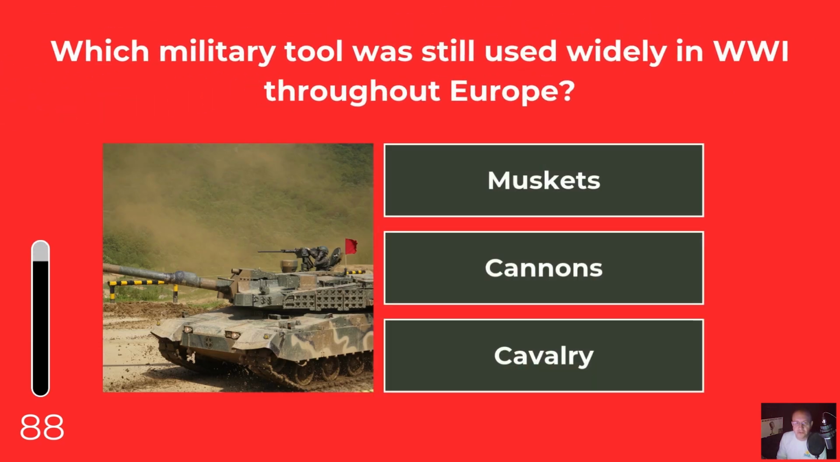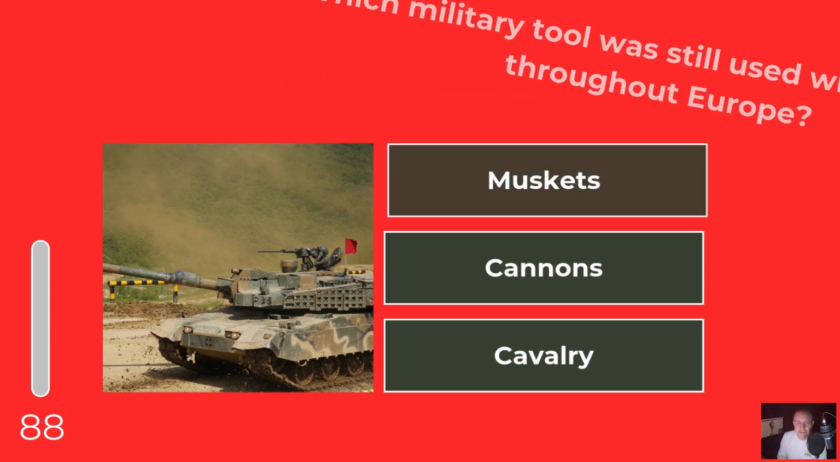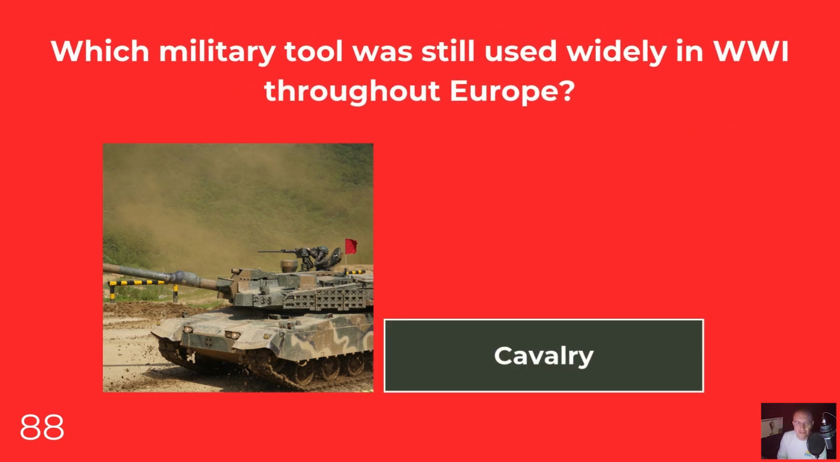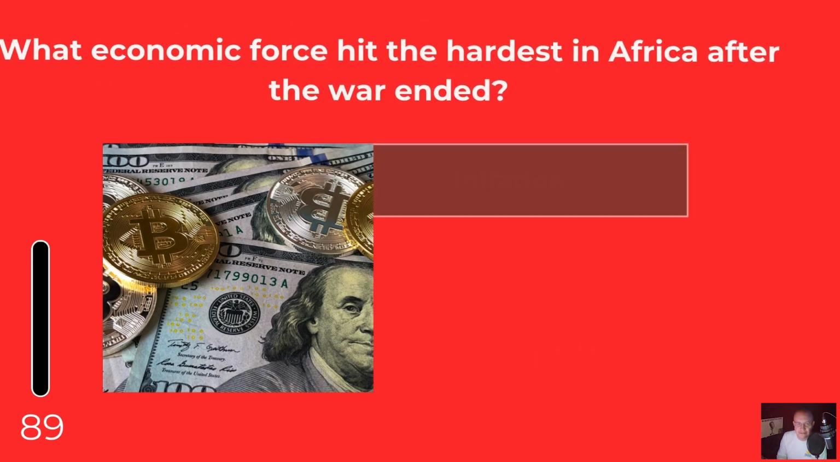Which military tool was still used widely in World War I throughout Europe? Was it muskets, cannons, or cavalry? Still being used widely even in World War I was cavalry, people on horses.